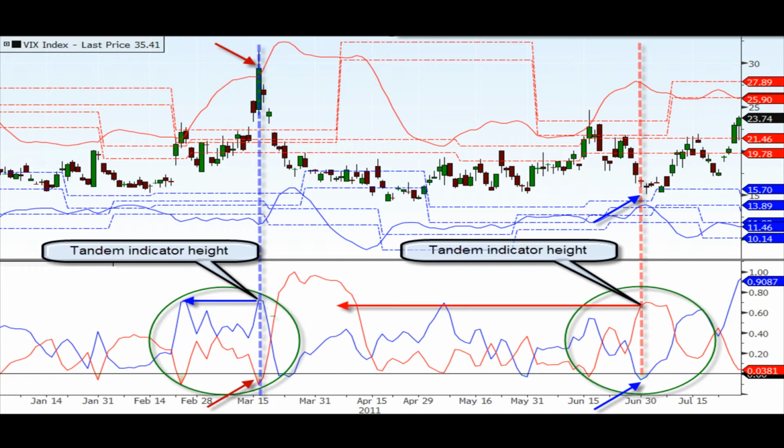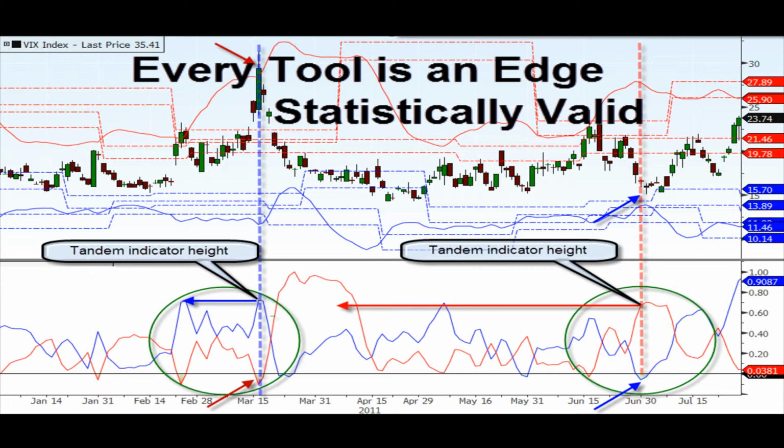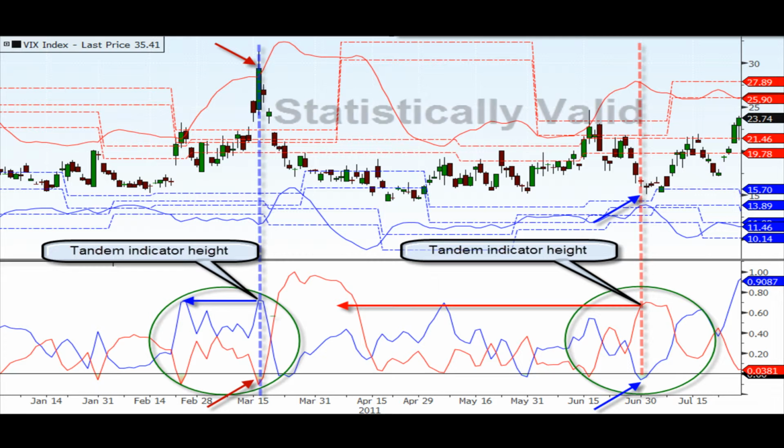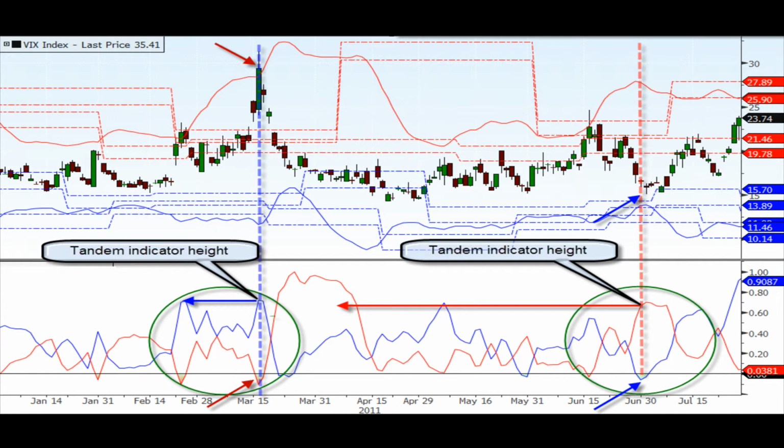Now, the MetaSwing suite of tools have been responsibly tested and are meant to give you an edge, so they're all statistically valid, and they're done so using the MTA best practices of testing. And this means that all these tools have known tendencies and probabilities, and the nice thing is you can base your strategies around those. Now let's go ahead and take a look at using these known tendencies in the Extremus indicator here.